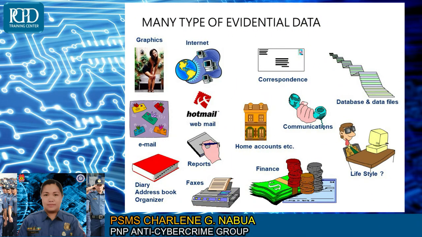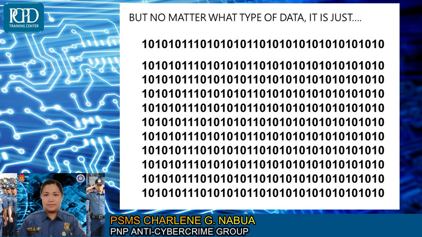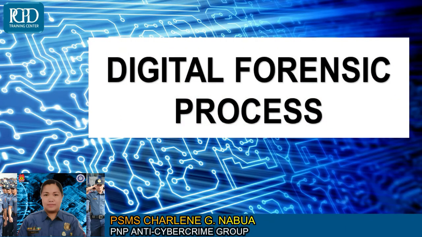So, next is, what are the types of evidential data? There are graphics, internet, correspondence, email, reports, home accounts, communications, database and data files, diary, address book, organizer, faxes, finance and lifestyle. But no matter what type of data, it is just 10101011 or binary numbers. Each binary number has equivalent letters or data. So computers read it as 1010. But when it undergoes a forensically sound procedure using forensic tools, then it can be interpreted in a human readable format. So, let's proceed to the digital forensic process.